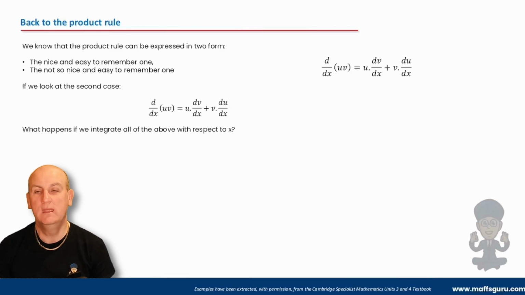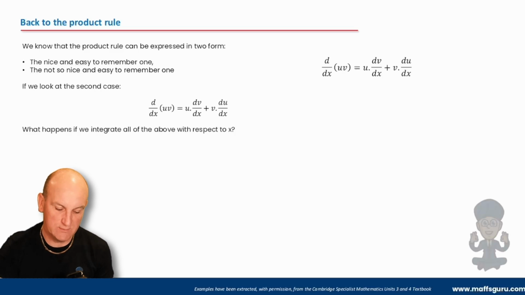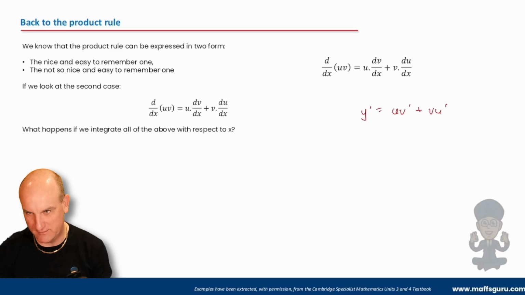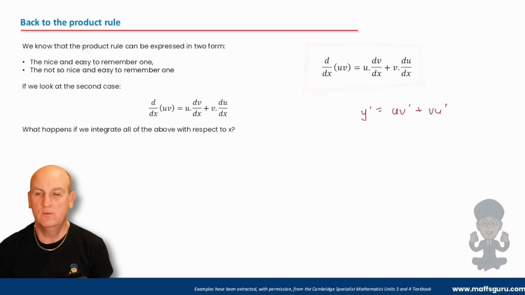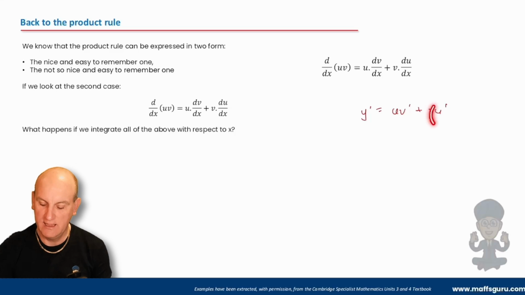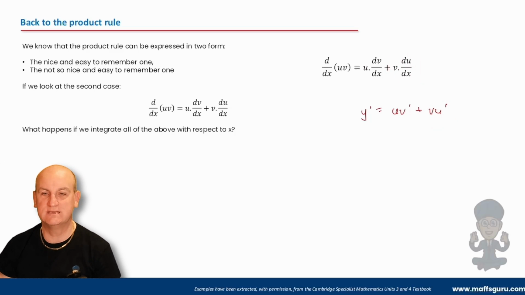All right, now, if we go back to the product rule, we know that the product rule can be expressed in two different forms. A nice and easy one to remember, the one I learned in the UK, which is y dashed equals uv dashed plus vu dashed. Yes, that's the one I always remember. Or the one that's in the textbook if you're following the Cambridge textbook, which is that one there. Pretty much the same, where v dashed is dv by dx and u dashed is du by dx, okay?